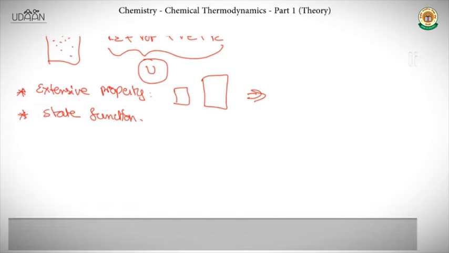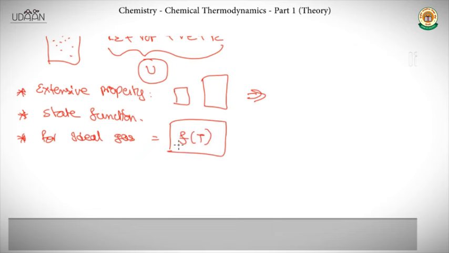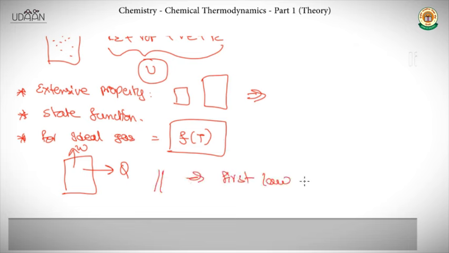And for ideal gases, internal energy is only a function of temperature. It depends only upon temperature. So remember these things. Now we have energy in the system, how can it escape? Energy can escape from the system only in two ways. Either it can be rejected as heat, or it can do some work. So from this correlation we get the first law of thermodynamics. We'll talk about the first law of thermodynamics in the next part.